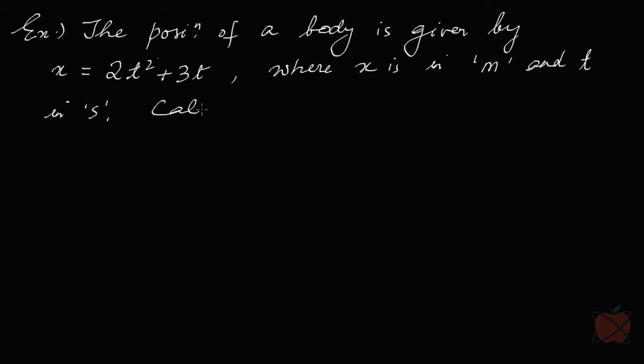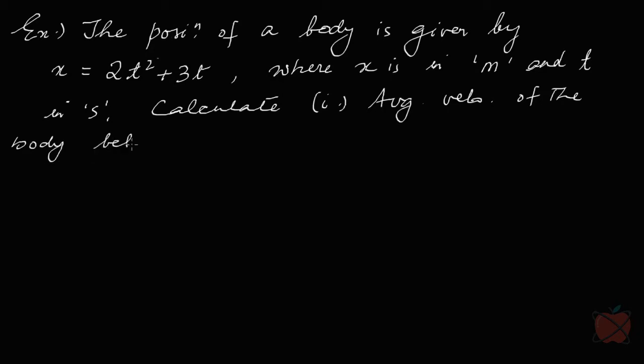Calculate, number one, the average velocity of the body between 2 seconds and 4 seconds. So the time interval is given. Between this time interval, what will be the average velocity of the body?